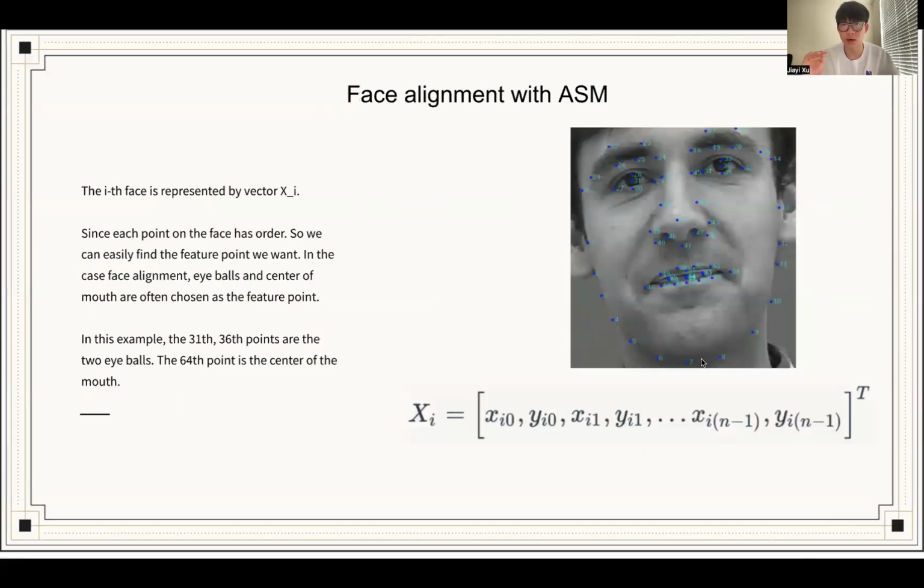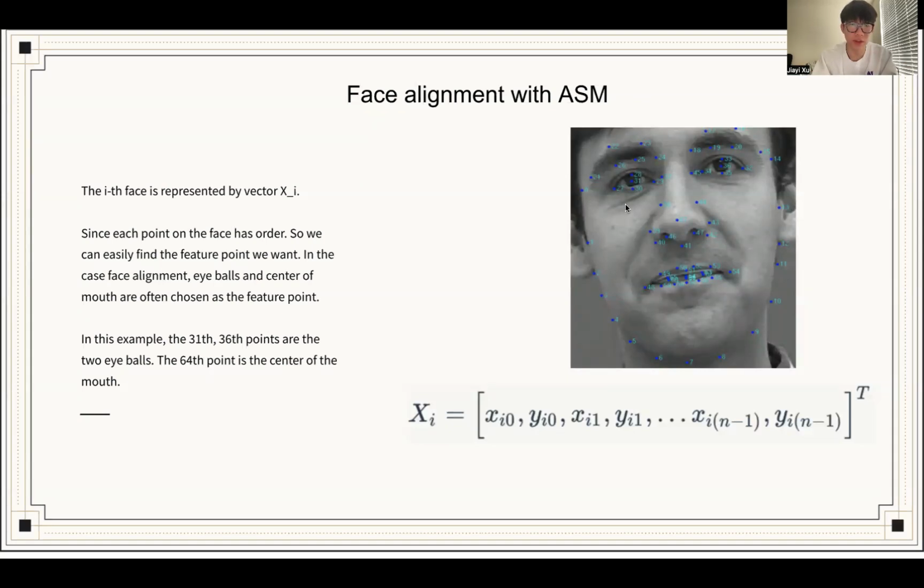So today we're going to talk about the ASM in more detail to help us understand the face alignment here. ASM is already good enough for face alignment if we are talking about a clear, simple task. Imagine this is the ith face, the ith image we have here, and we can represent this face by the vector xi, where each x0, y0 is the coordinates of a point in our image. Since we have talked about that, every point has an order.